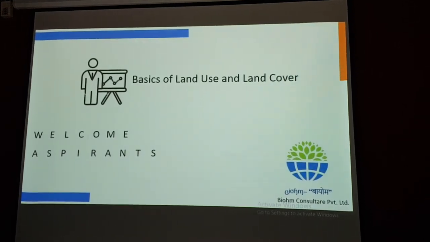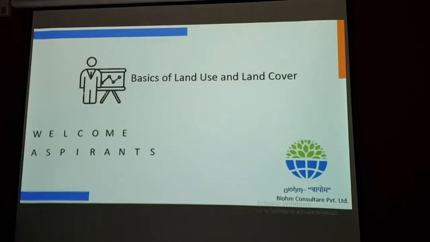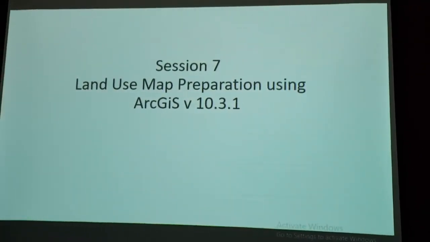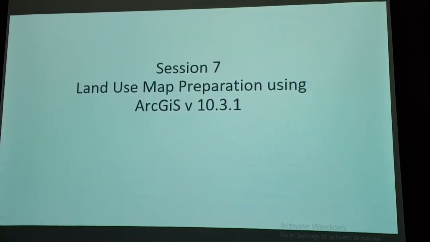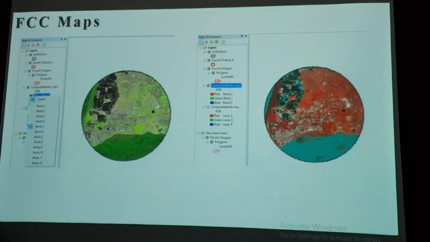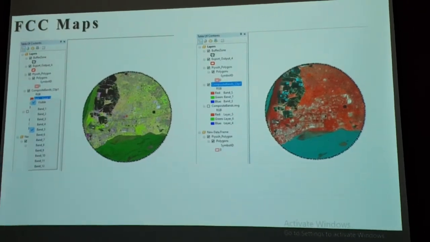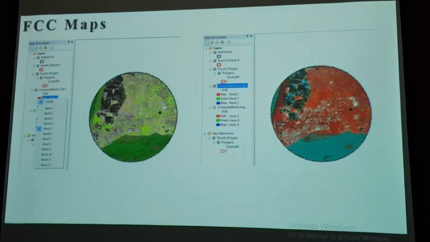Good afternoon. And now in the last session, we will learn about the input of ArcGIS after preparing the false color composite map. In this session, we'll learn about land use map preparation, and the software is ArcGIS version 10.3.1. In the last session you learned about the FCC map, how we can create an FCC map using Landsat 8 OLI bands.